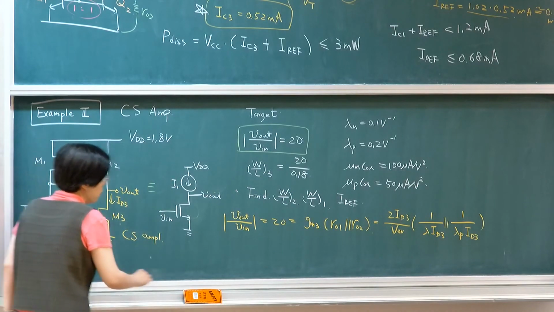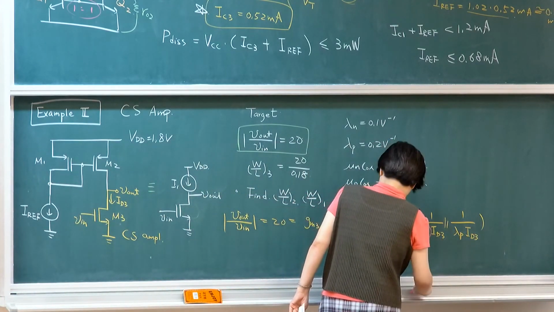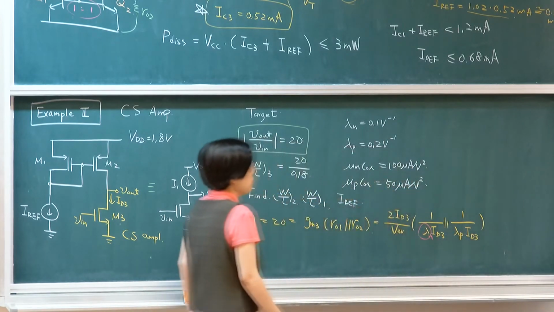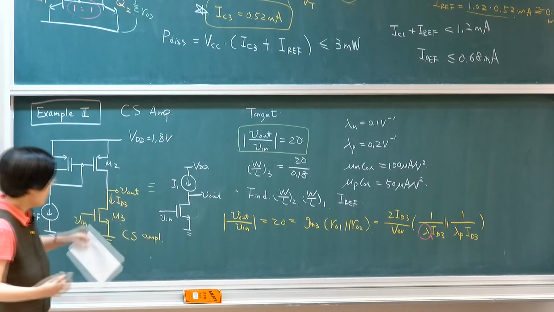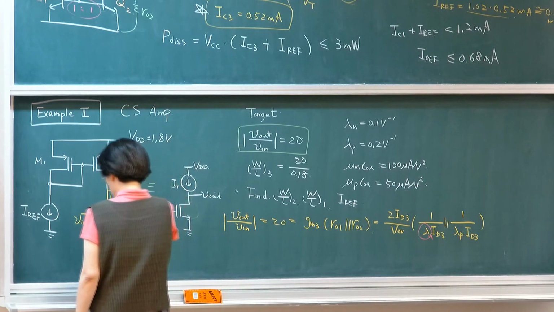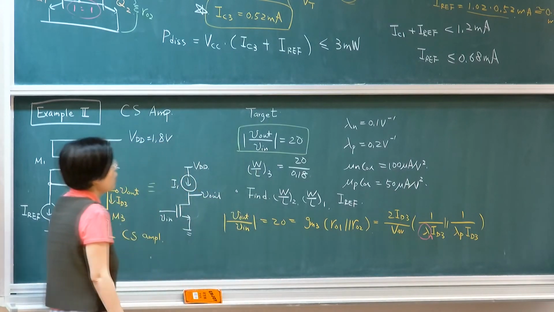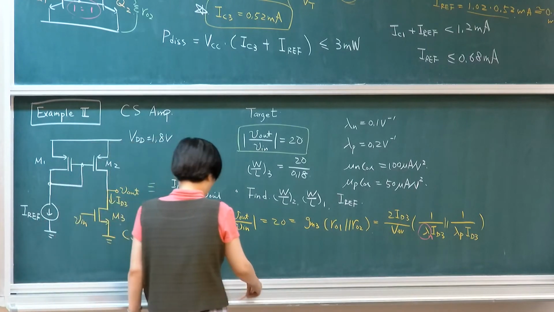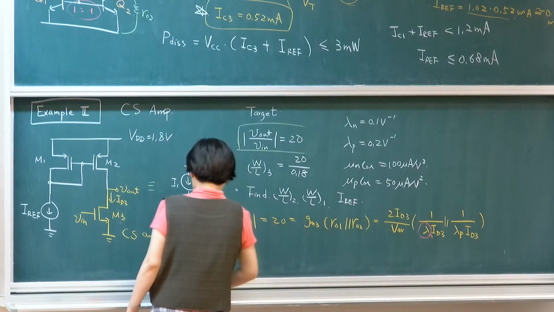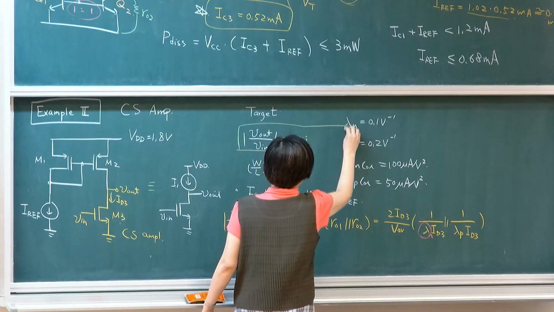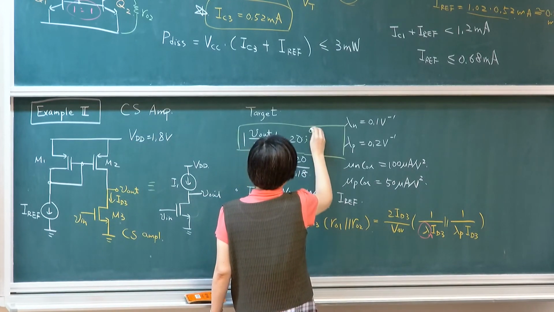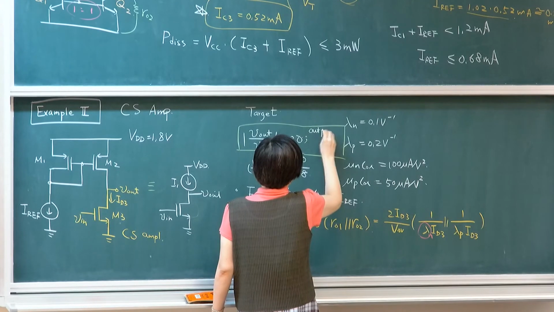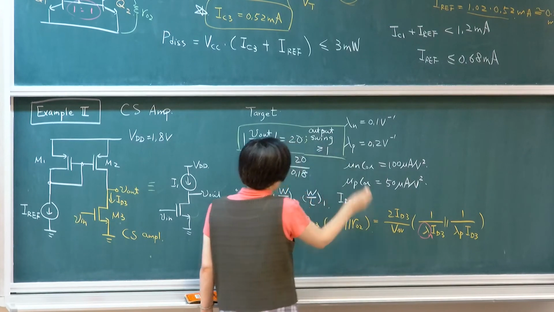So we already know our lambda P. Okay? So we only know lambda N. I forgot to add another constraint. So this target is to provide a gain of 20 with, I forgot one other spec, sorry. Let me write it down. The target is to provide a gain and then the output swing has to be larger than 1.